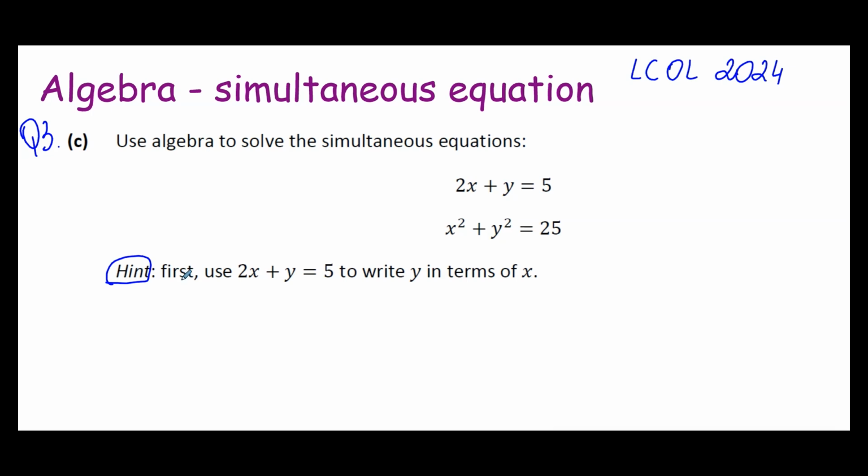So they are saying first use 2x plus y equal 5. So the very first one, to write y in terms of x. What does that mean? Y equal, and then on the other side have stuff and x. Okay, so what do I need to do with this equation in order to get that? Well, I have y on this side, but I don't need these 2x. These 2x have to go to the other side of the equation. So what happens when a number goes to the other side of the equation? It changes the sign to the opposite. So 5 minus 2x.